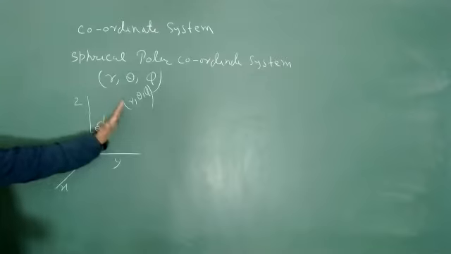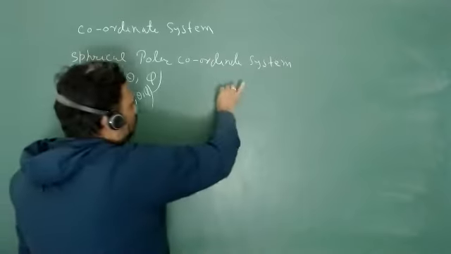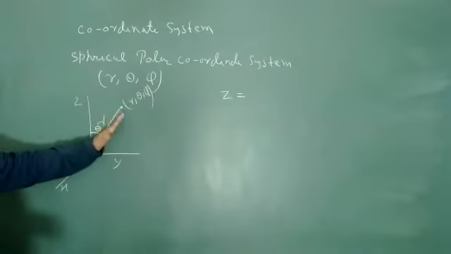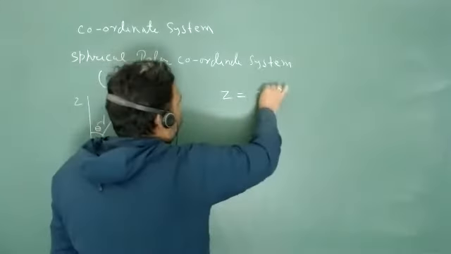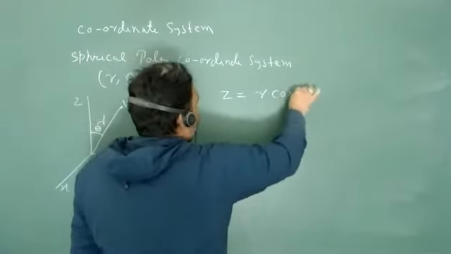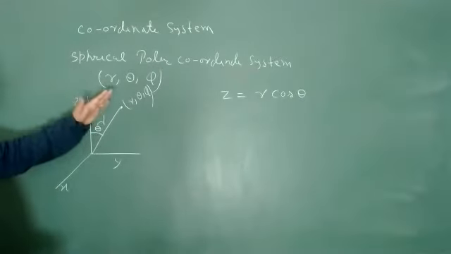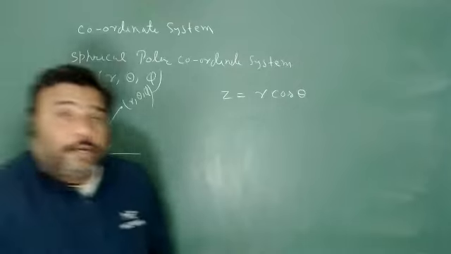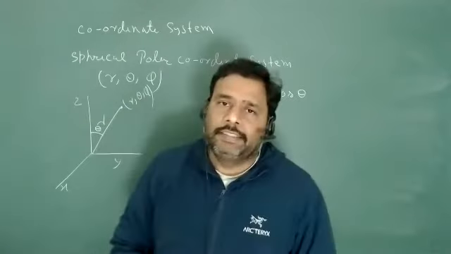So what is the component of r along the z axis? It is r cos theta. Yes, so this will be r cos theta. Now, what will be the other component? r sin theta. So where is this r sin theta?